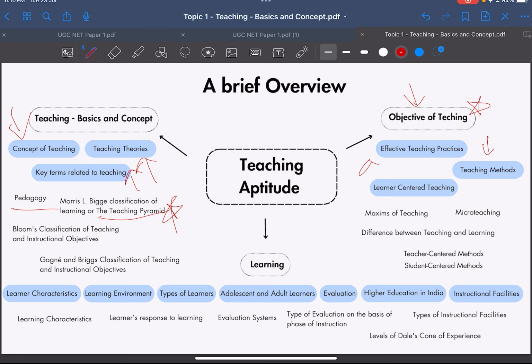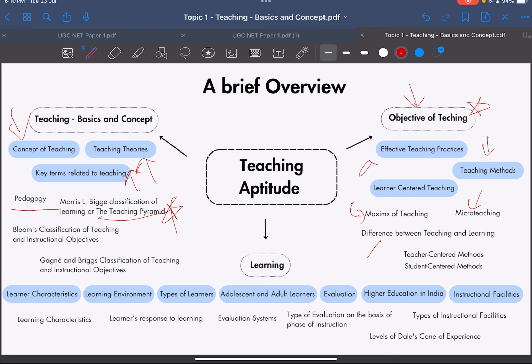This entire mini topic is super duper important, from which you can expect maxims of teaching, micro teaching, differences between teaching and learning, teacher centered methods, and student centered methods. And finally, the third mini topic is learning.